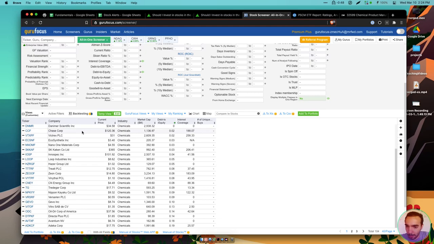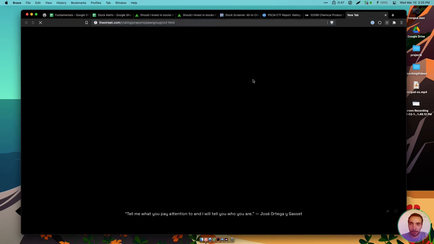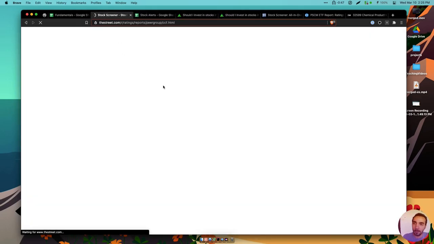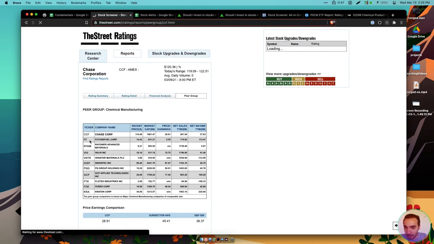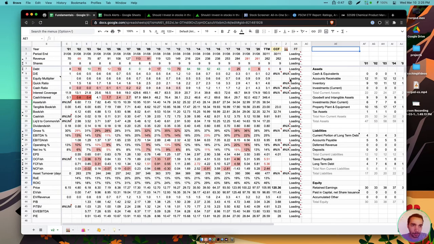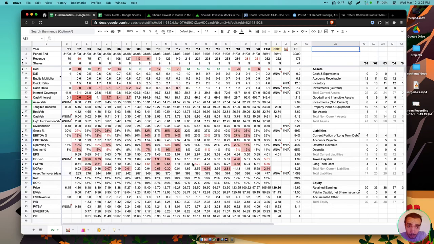Chase Corp. Chemicals, CCF. Let's look it up. Find a peer company. Chase Corp. Oh, Future Fuel. Okay, interesting. Let's compare it to Future Fuel. Protective materials for various applications: adhesives, sealants, additives, industrial tapes, corrosion protection. Oh, it is very similar to FF. Nice. Yeah, okay. So I had that once upon a time.